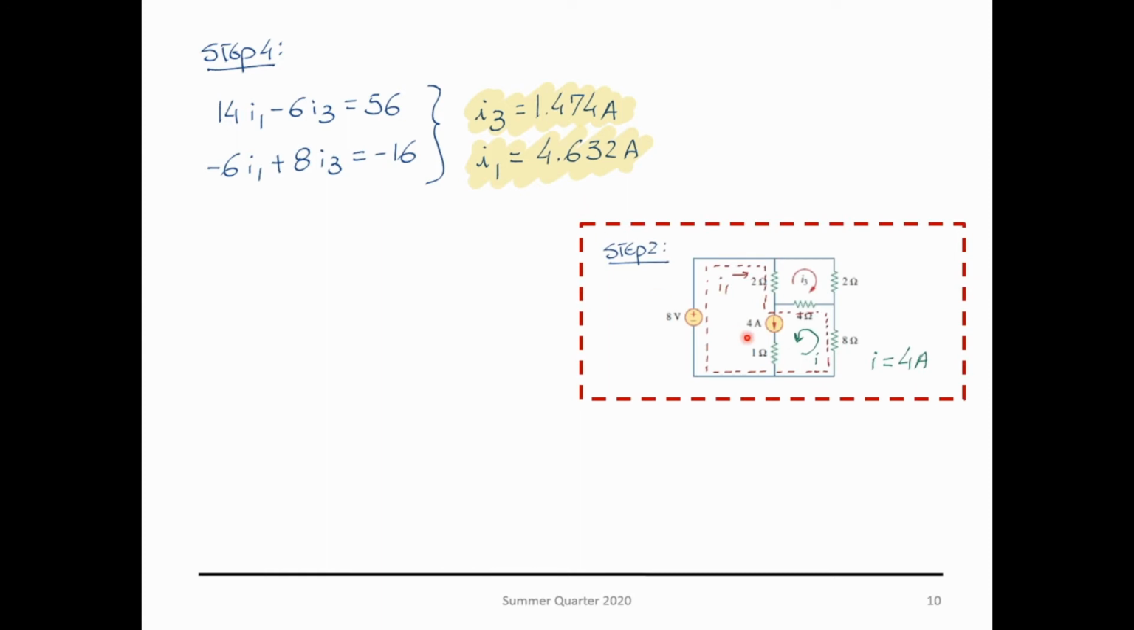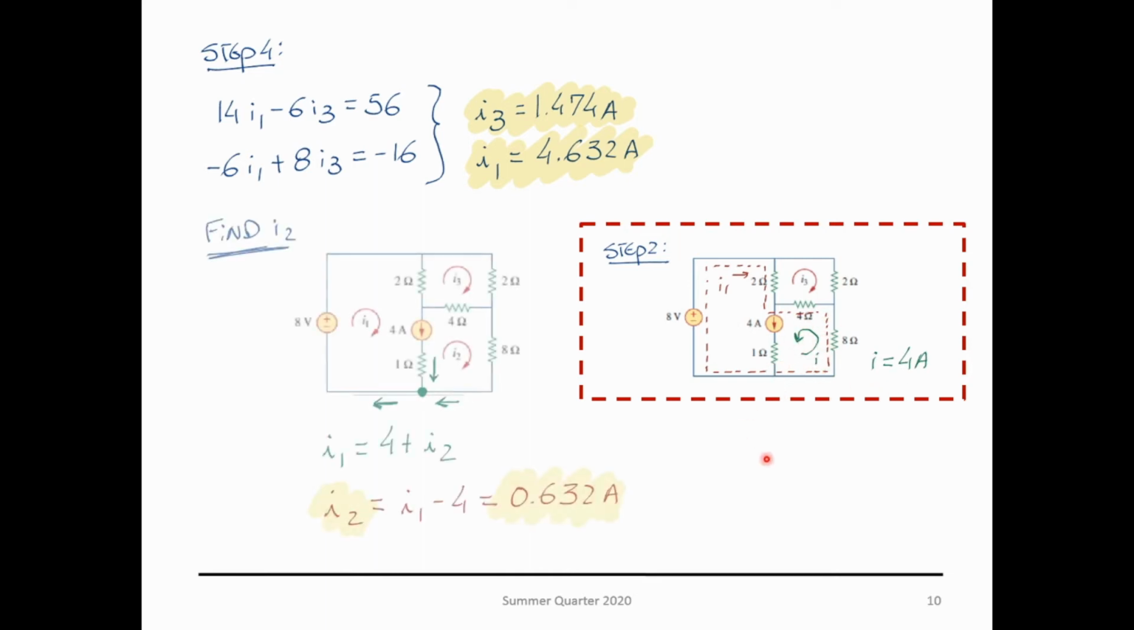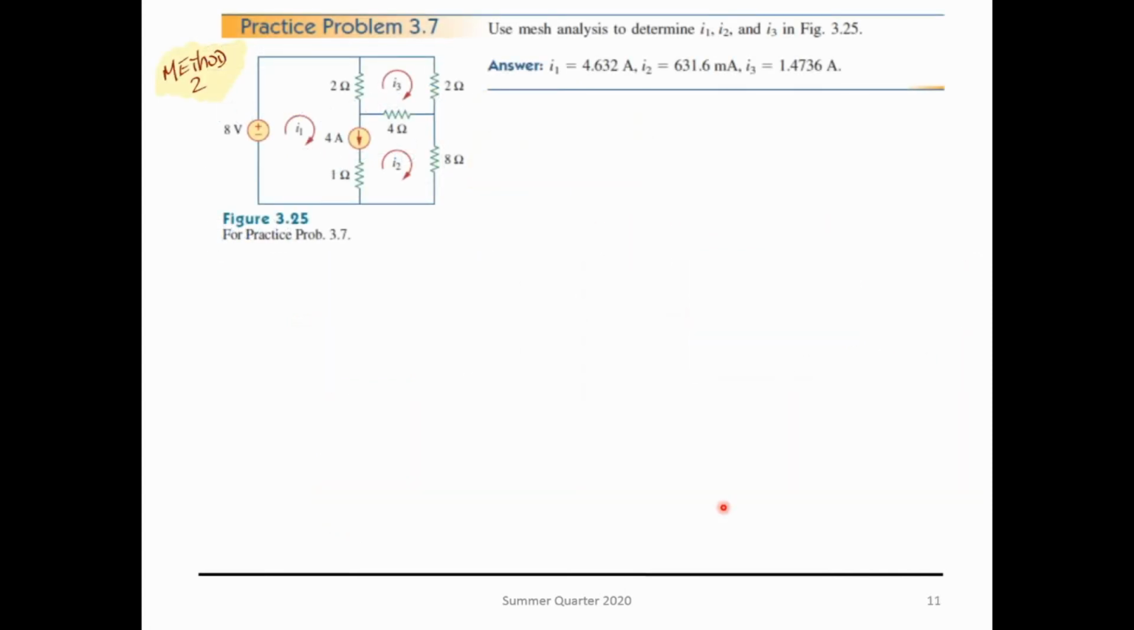But remember, on step number 2, I2 is not going to be 4 amps because this is a constrained loop. So how do we solve that? How do we find I2? Well, we go to that node over there and we know that I1, the current leaving, is equal to the 4 amps plus I2. So I know I1 from the previous step and I get my value of I2. Problem solved.